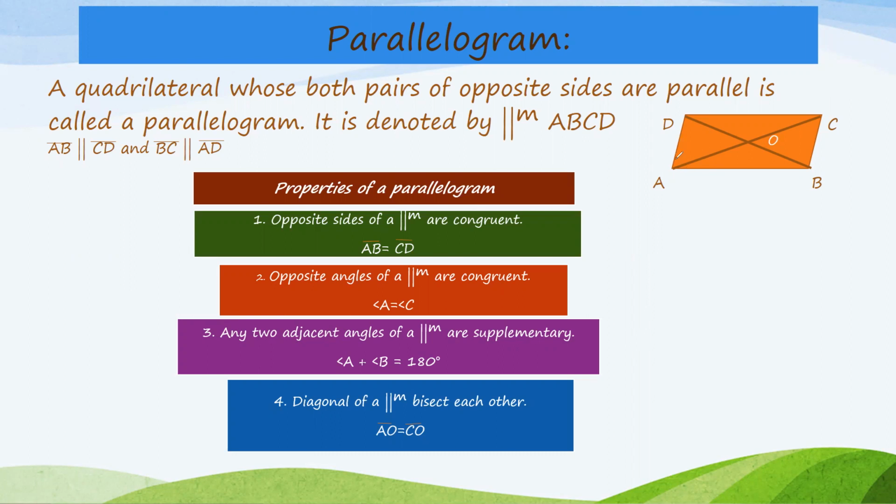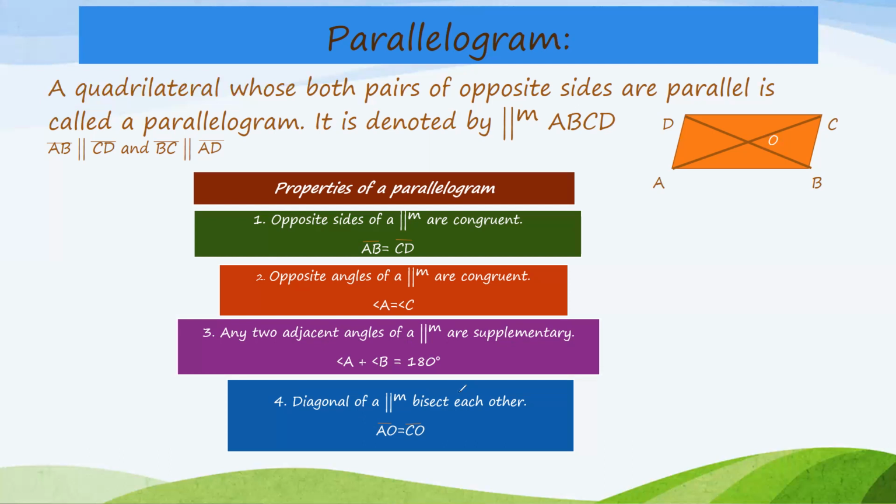For example, angle A plus angle B. Supplementary means the sum of two angles must be equal to 180 degree. So angle A plus angle B is equal to 180 degree. In the same way, we can say that angle B plus angle C is equal to again 180 degree, or we can say that angle C plus angle D is equal to 180 degree. Okay, so this is the property that any two adjacent angles of parallelogram are supplementary. Supplementary means sum is equal to 180 degree.